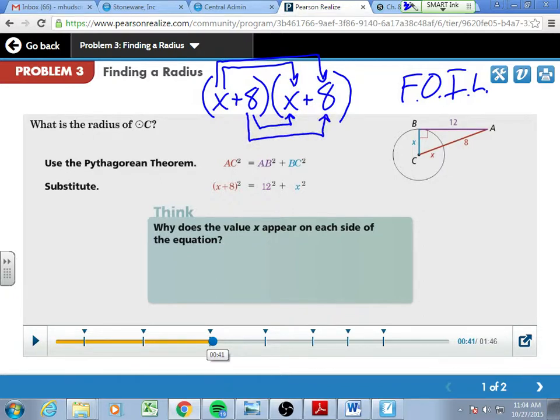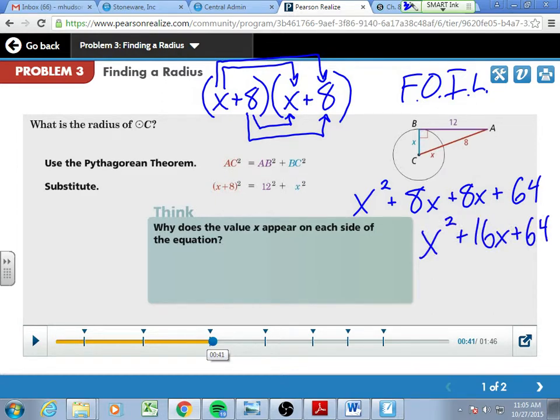First, outside, inside, last. So, when I multiply my firsts, I get x squared. When I multiply my outsides, I get 8 times x, because x for this one and then 8 for that one, the outer terms. When I multiply my insides, I get 8x again, and that pretty much always happens, where we get the same 2 terms. And then we get 64. So what we really have is x squared plus 16x plus 64.